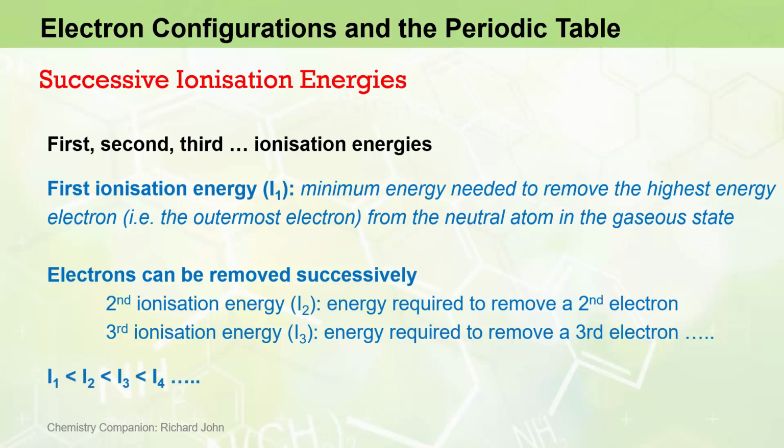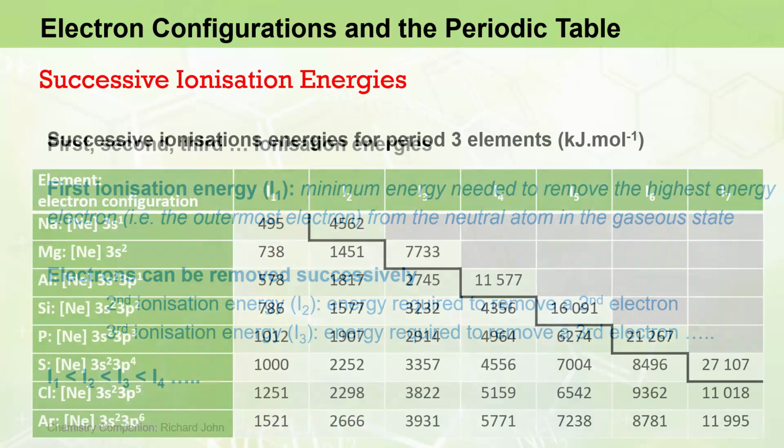In general, the first ionization energy is smaller than the second ionization energy, which is smaller than the third ionization energy, and so on. And this is because as electrons are successively removed, the remaining electrons experience a relatively greater attractive force to the nucleus, since the number of protons is now greater than the number of electrons. As a result, remaining electrons are more tightly held, and removing successive electrons costs more energy.